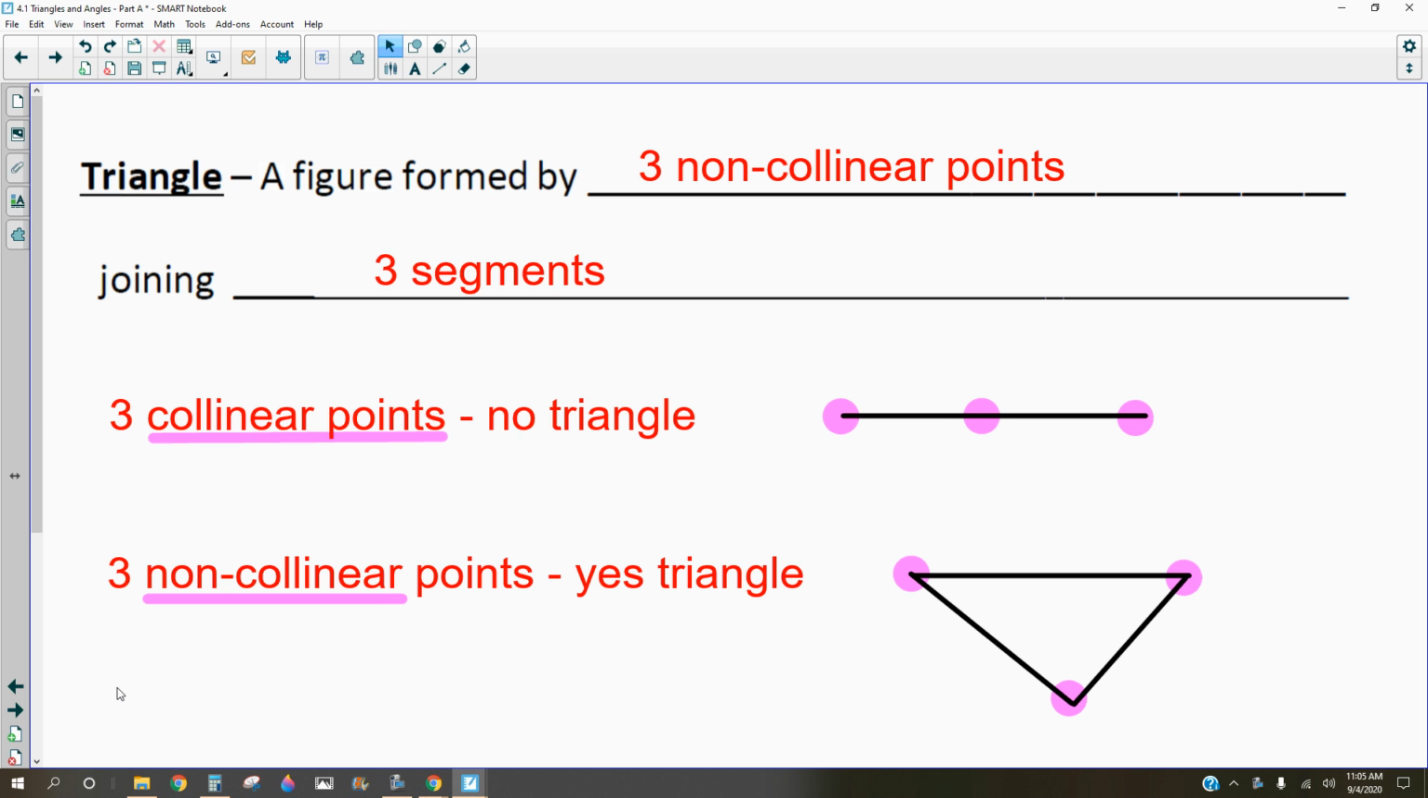So first of all, what we need to know about triangles. A triangle is a figure that is formed by three non-collinear points. Those points join three segments. That's where triangles get their three sides and three corners. Keep in mind, the points have to be non-collinear. If the points are collinear, then they just make a line. They don't make a triangle. When they're non-collinear, they scatter, and I can connect any three points and make a triangle.